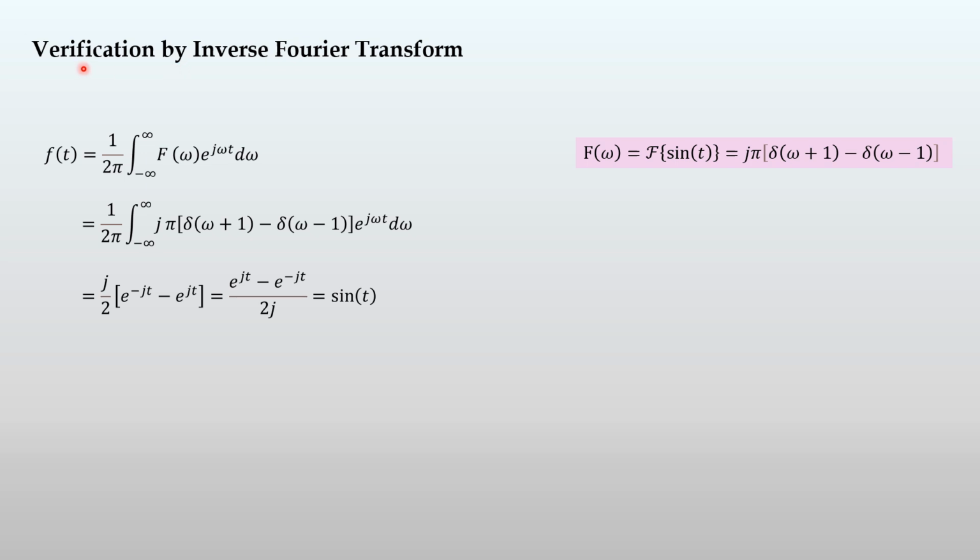Verification of the result is accomplished through application of the inverse Fourier transform. The reconstruction integral is evaluated, yielding the original time domain function. Specifically, the integral of jπ times the quantity δ(ω plus 1) minus δ(ω minus 1), multiplied by e to the jωt and integrated over all frequencies, divided by 2π, returns the sine function. This verification confirms the consistency of the forward and inverse transform operations.